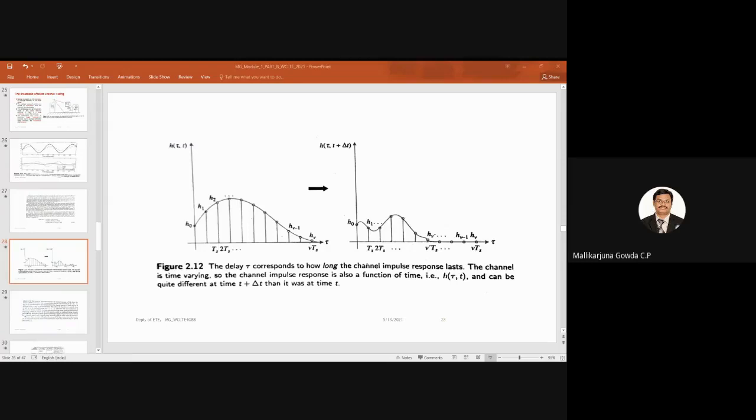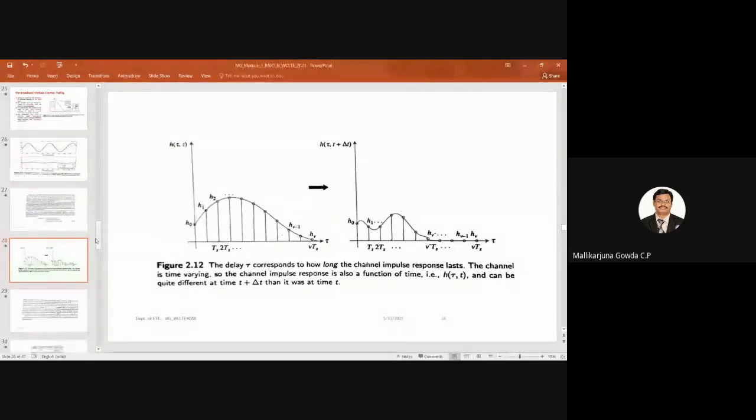Are you able to find the variations in the values of H0, H1, H2 and so on? See, the magnitude is different, right? Here H0 is this much value and H1 is reduced. Obviously, I can say it is time varying, so the impulse response of the channel also changes. Okay, so how do we model it?